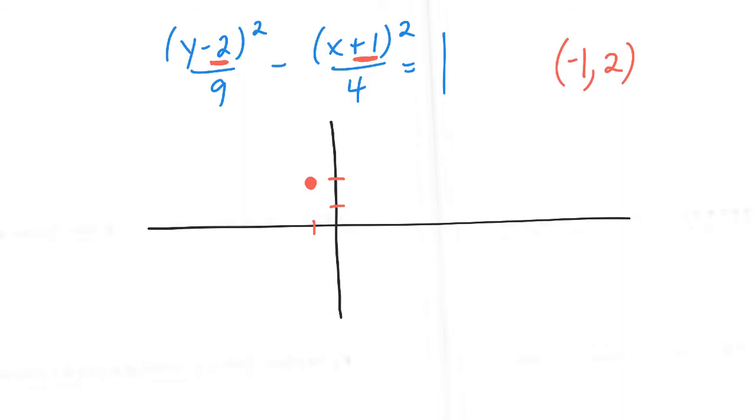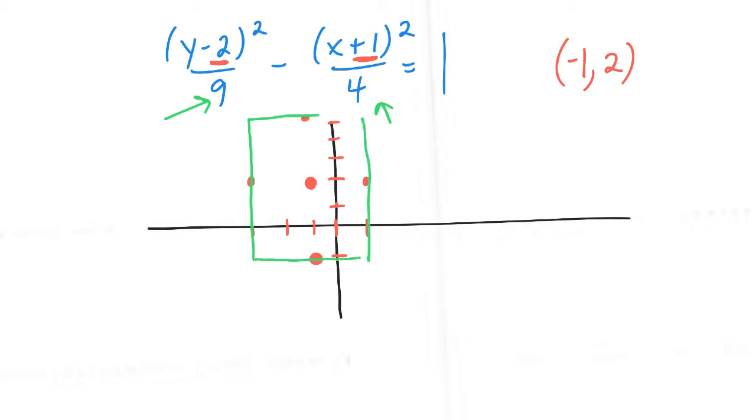And just like we did before, I know on the x, I'm going to go 2 places. So I'm going to go 1, 2, and 1, 2. On the y, it's at 9. I'm going to go 3 places. 1, 2, 3. 1, 2, 3. And this is what's really important in graphing these. We do have to draw a rectangle.